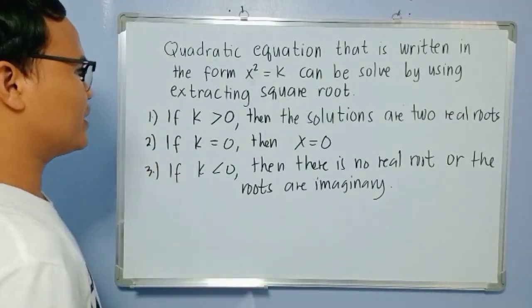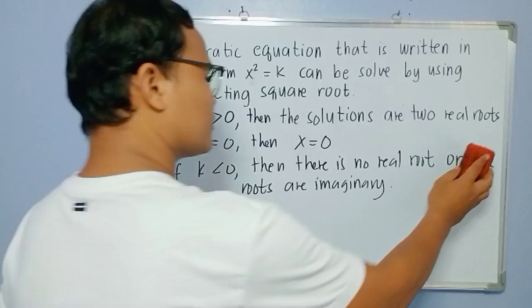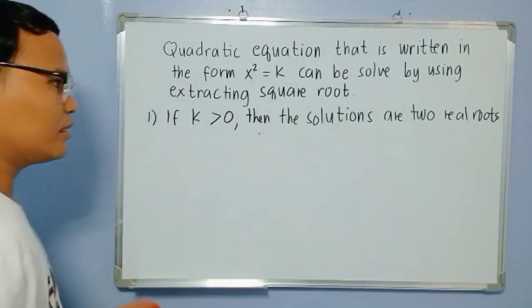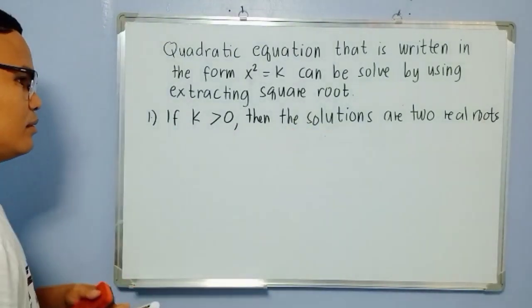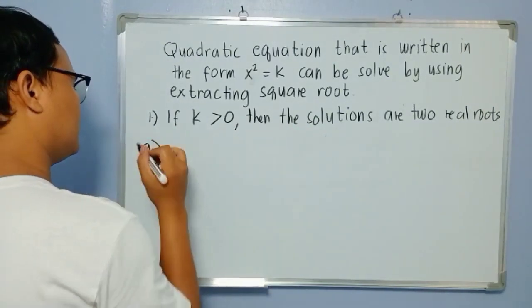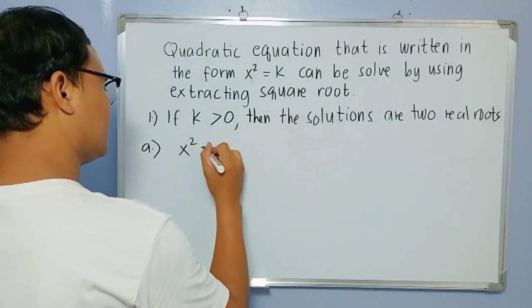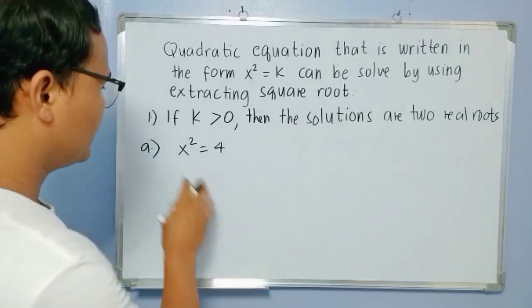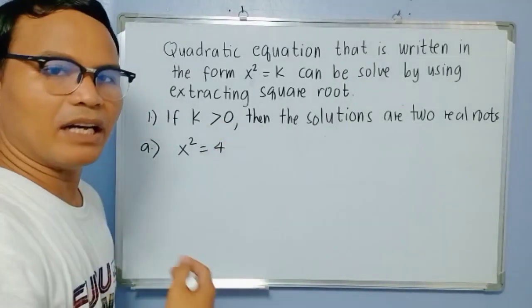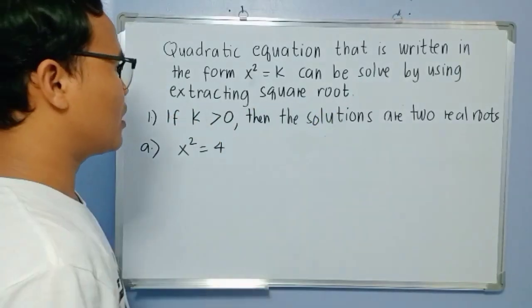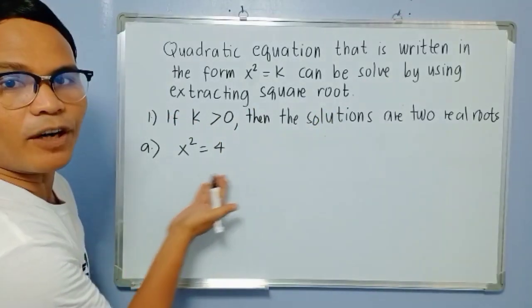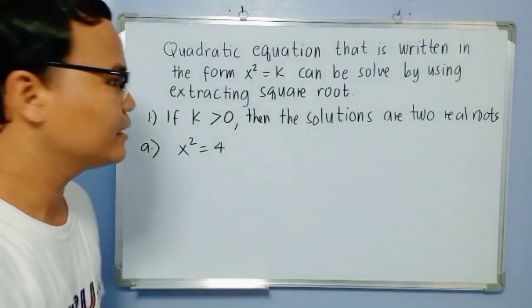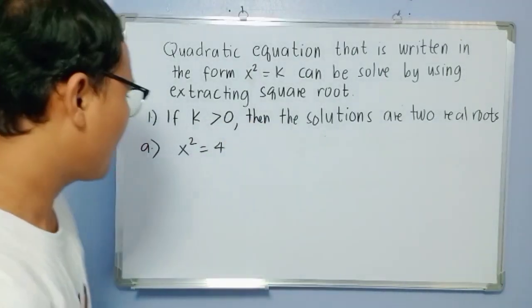Okay, let us have an example in the first condition. First condition example: x squared equals 4. So we can now apply extracting square root since the quadratic is in this form. How are we going to apply extracting square root?